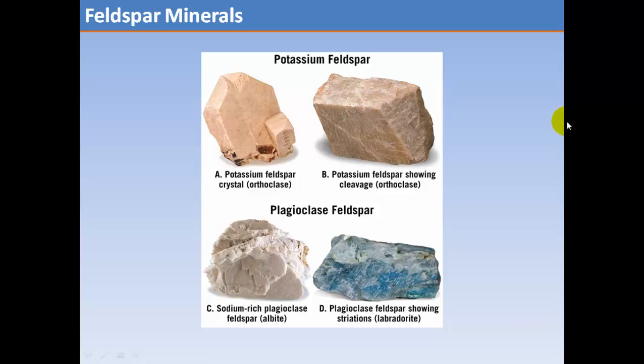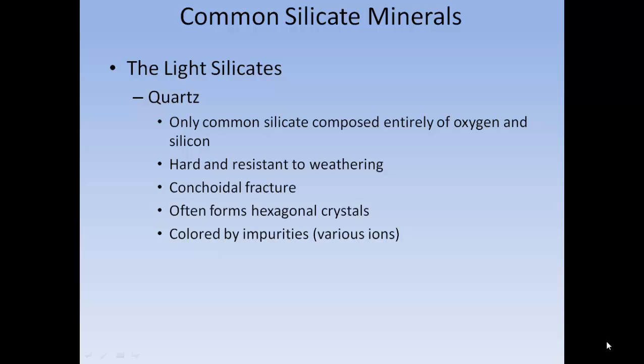So here's our potassium feldspar. This is a crystal, and this is showing its cleavage, two planes at 90 degrees. For our plagioclase feldspar, here's the albite version, and here's labradorite. This one shows its striations. Sometimes you can tell plagioclase from orthoclase because plagioclase will have striations, those lines in it. Quartz is the only common silicate composed entirely of oxygen and silicon.